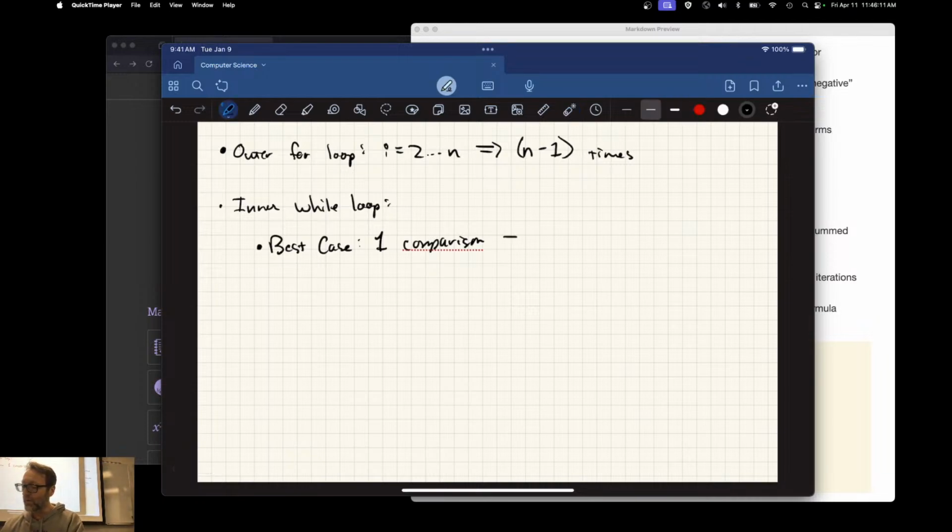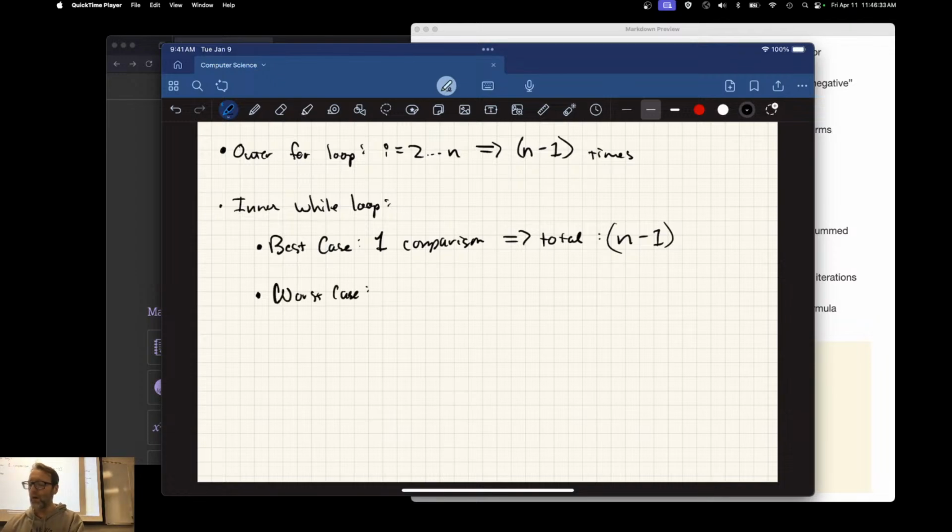So in total, because the outer for loop executes n minus 1 times, and we only do one comparison each time, the total is going to be n minus 1. Ooh, it's a linear sorting algorithm, right? It's a linear verification algorithm, right? Let's consider the worst case.